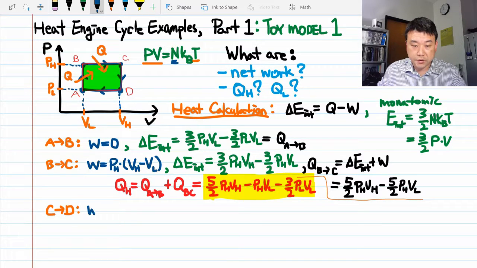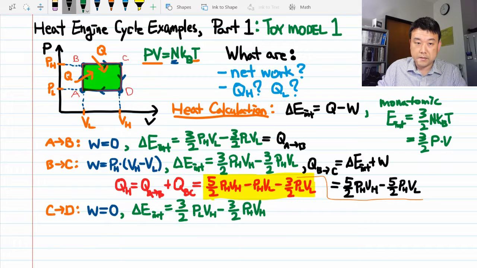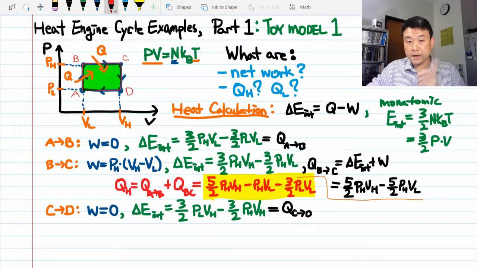Again, work done is 0. It's an isochoric process, no change in volume. For the change of internal energy, it's the same deal: 3/2 times the difference in pressure times volume. And since work done is 0, this is going to be equal to the heat exchange from C to D. Now, I don't want you to miss it. I want you to see that when you stare at this expression, this is going to be negative. So heat flows out of the system in the process C to D.